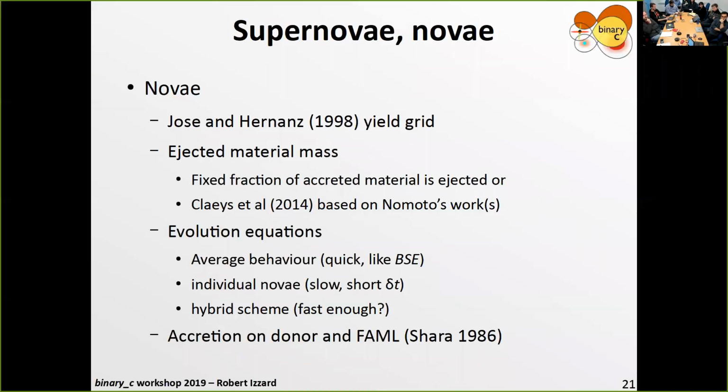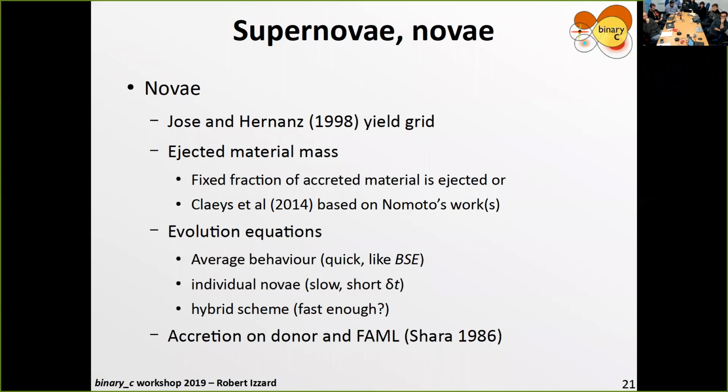Yoga class put in prescriptions based on Nemoto's works for this, which are a bit more quantitative. Those are also an option in the code, so you can choose which ones you want. Now, something I've been working on quite a lot in the last year or two is how we actually evolve Nova systems. And we have 3 ways of doing that at the moment.